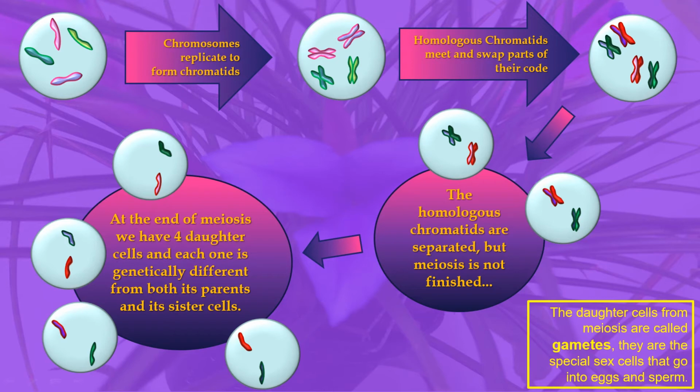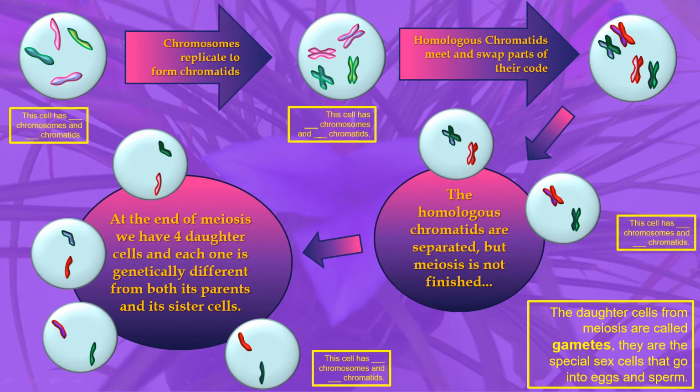Pop quiz: how many chromosomes and chromatids are there in each stage of meiosis? Pause the video and make a quick guess. But let's look at the top left cell nucleus first. This is a normal cell. It has 46 chromosomes and 0 chromatids.